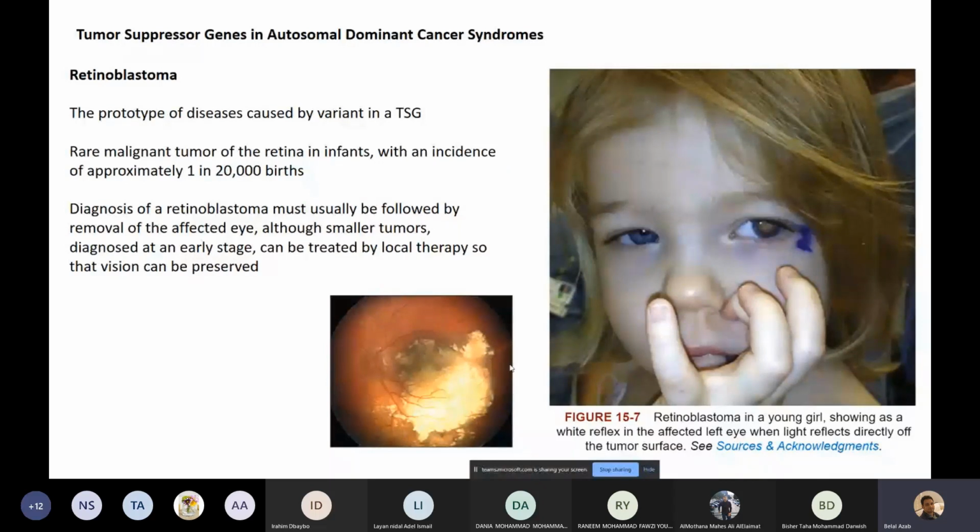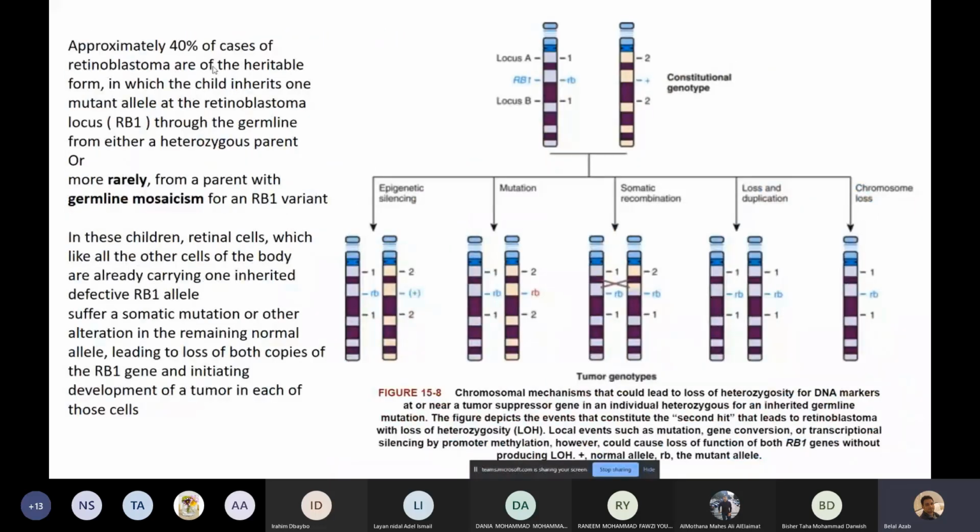Those are malignant cells. Here, it's a unilateral retinoblastoma, where you can see the white color in the center of the eye reflecting light. Diagnosis is followed by removal of the affected eye. If the diagnosis is caught at an earlier stage where the tumor is small, maybe treatment with local therapy could preserve the eye from being removed. That's why genetic testing and family history are really important. Approximately 40% of cases with retinoblastoma are hereditary, in which the child inherits one mutant allele.